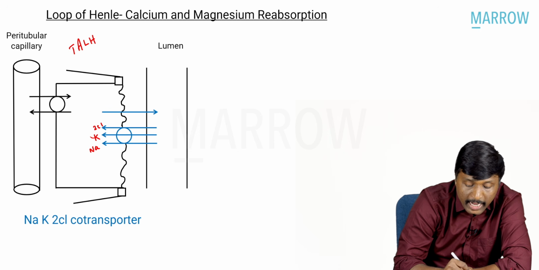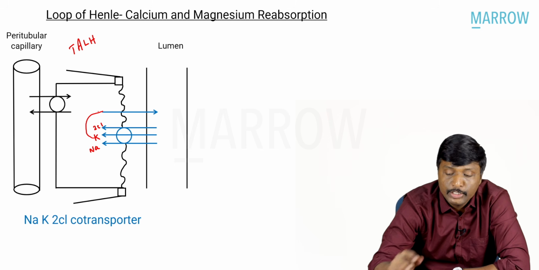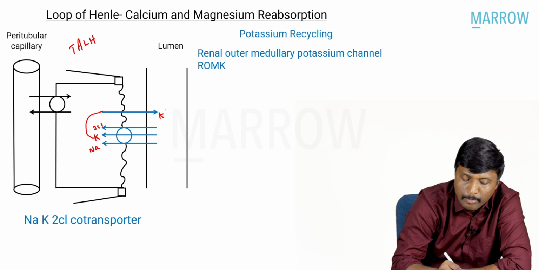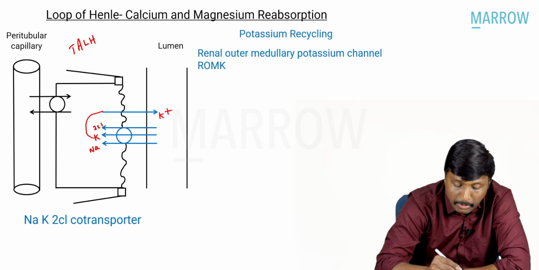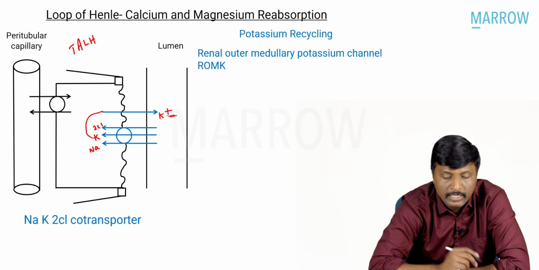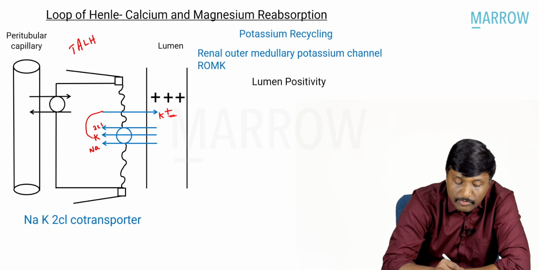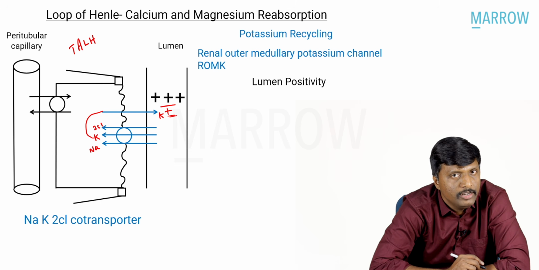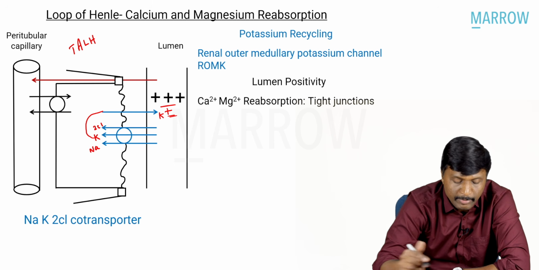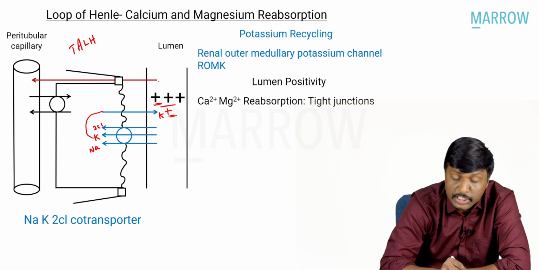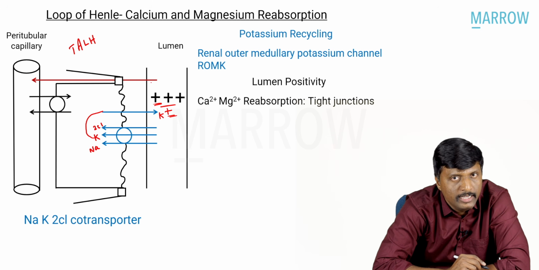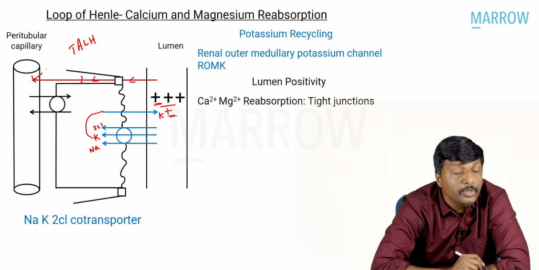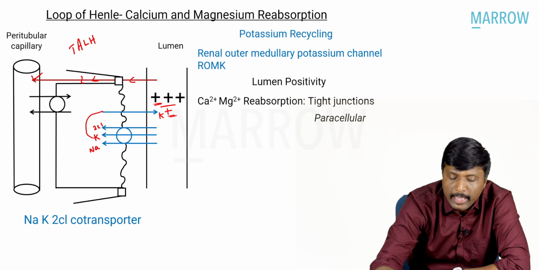Now, this potassium actually will have a recycling, that is through ROMK, renal outer medullary potassium channels, leading to potassium recycling. Potassium is moving into the lumen, making it positive. Because of this positivity, positive charges get repelled. And who are they? Calcium and magnesium. They move into blood for reabsorption through tight junctions. That is why we call this paracellular.